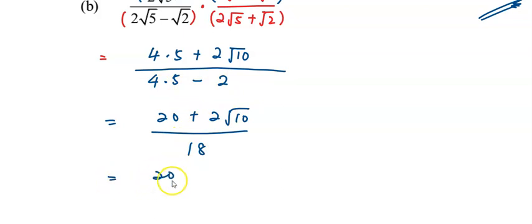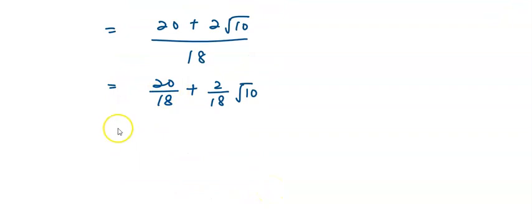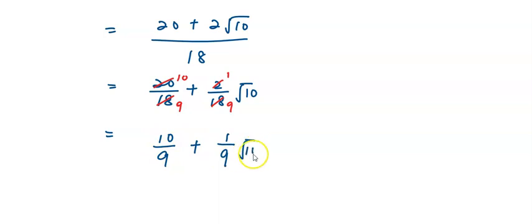And you can rewrite your answer in the form of a plus b surd c. It seems like the coefficient and constant can be simplified by dividing. This is 10 multiplied by 2, dividing 2 on top and below. You get 10 over 9, and this is 2 over 9. So finally, the answer is 10 over 9 plus 1 over 9 surd 10. Alright.